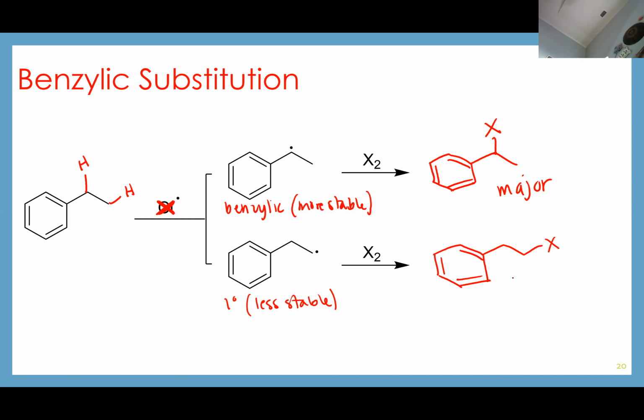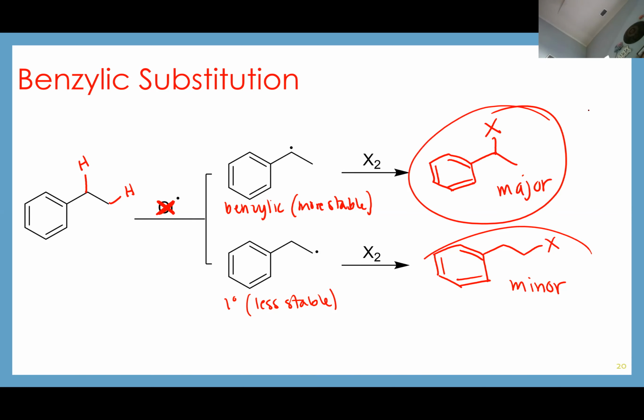This would be the major product. This would be minor. Realistically, if you were to do this experiment, you would probably get a little bit of both, but this would be by far the major product.